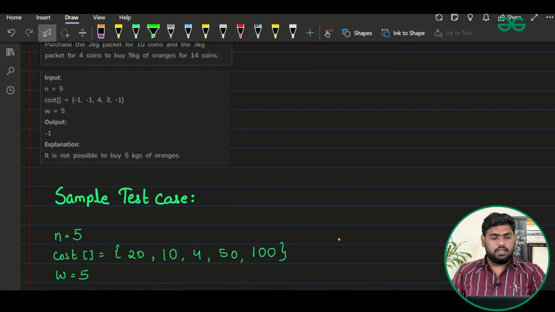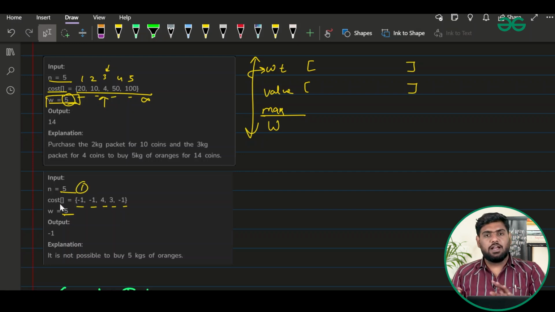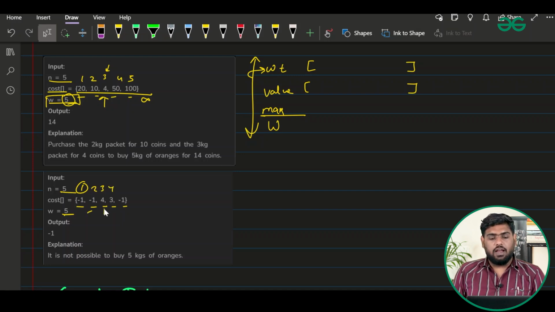Now here in the second example, we can see n is 5, the size of the array, and then the capacity is 5. But this time there are a few minus ones. Minus ones means that 1 kg bags of oranges are not available, 2 kg are not available, 3 and 4 kgs are available at 4 and 3 at cost respectively, and 5 kgs is unavailable. And we have to buy 5 kg oranges.